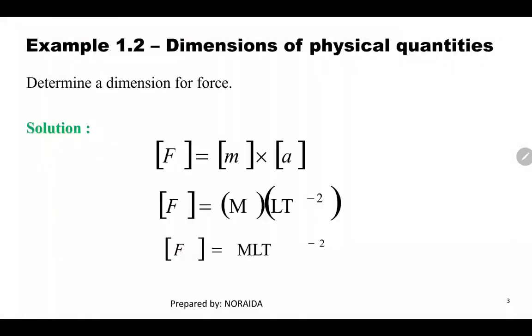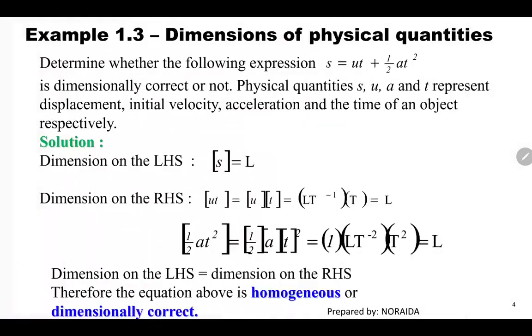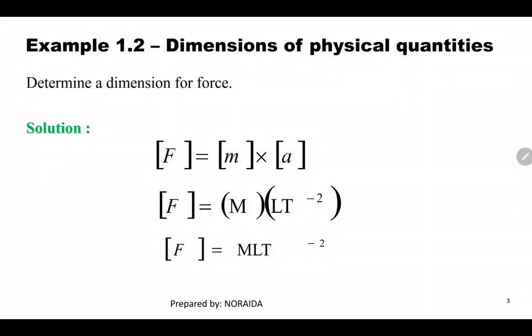Next, for example 1.2, determine a dimension for force. So, we must write the symbol for dimension for each of the physical quantities for the formula of force. The dimension for mass is capital M. Dimension of A is LT to the power of -2. Therefore, dimension of force is MLT to the power of -2.